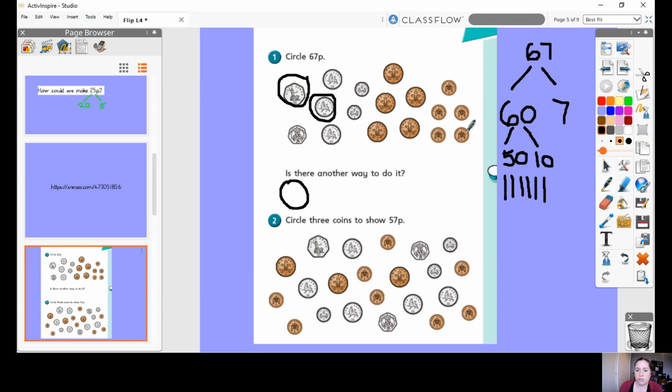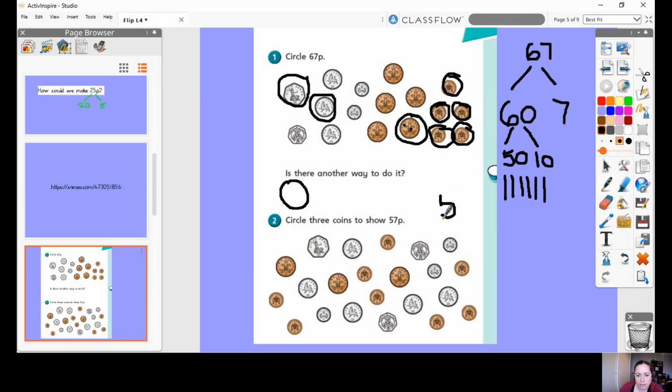Oh, easy. I'll just do this in ones. 1, 2, 3, 4, 5. Oh, it hasn't got enough. It's only got 5 ones. I can circle them though. 1, 2, 3, 4, 5. And I can add on another 2. 6, 7. There we go. 67 pence.